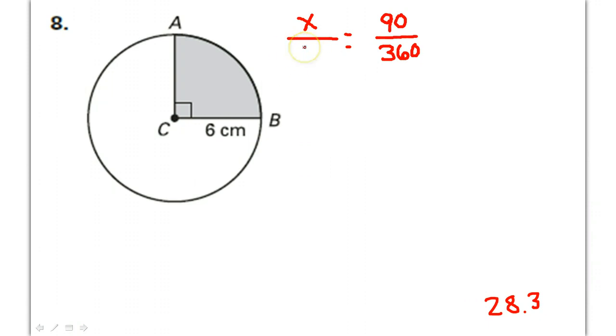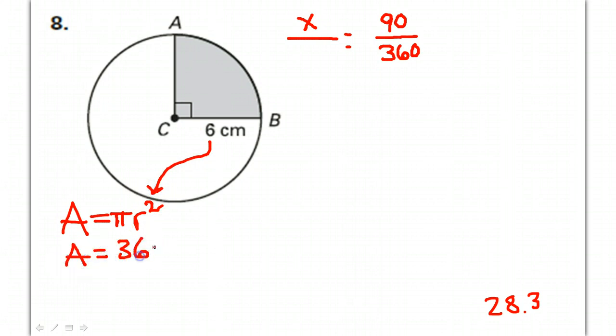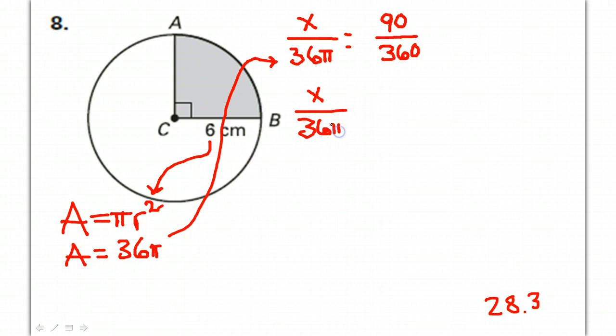Now down here I need the whole area. How am I going to find that? Pi r squared. So off to the side, I will do area equals pi r squared. Since the radius is 6, that's going to be 36 pi. Okay? So there's my 36 pi. So I have x over 36 pi, 1 over 4.